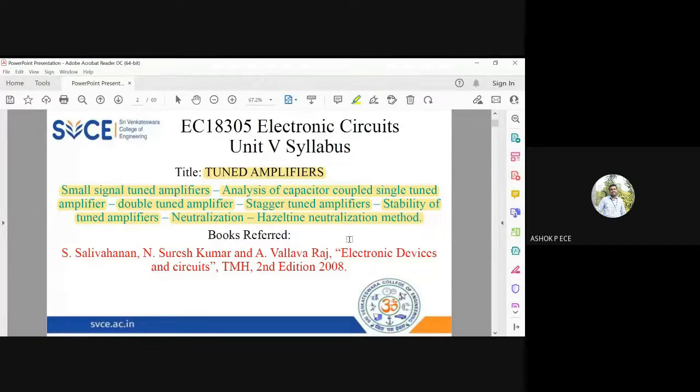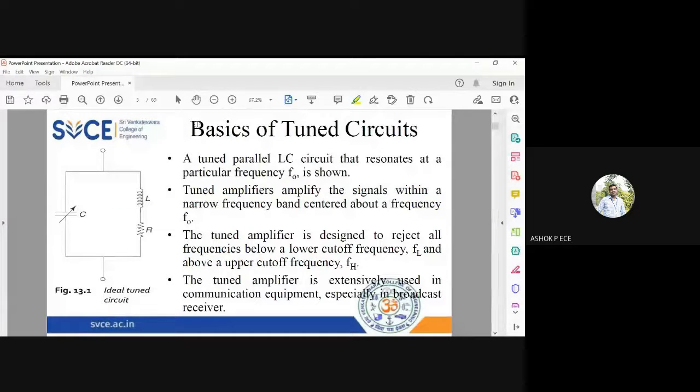So first, the basics of a tuned circuit. We have already seen in the oscillators, any tuned circuit will have an inductor parallel to a capacitor. That is called a tuned circuit, or a tank circuit, or a frequency selective circuit. It has different names. Whenever you have an LC parallel combination, you call it a tuned circuit, because this LC will work only at one particular frequency, F naught. And you know F naught equals 1 by 2 pi root of LC.